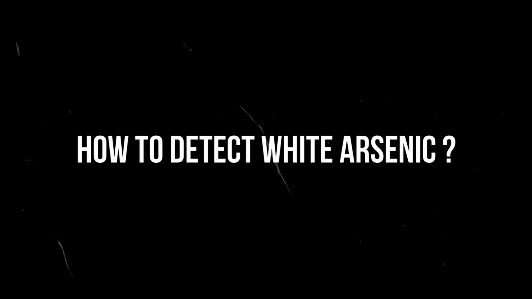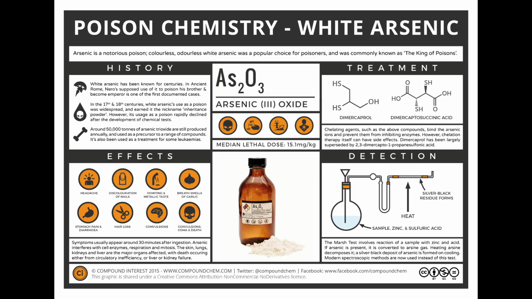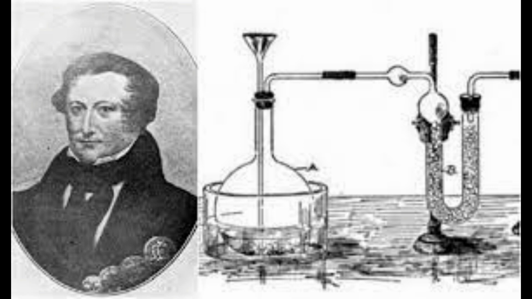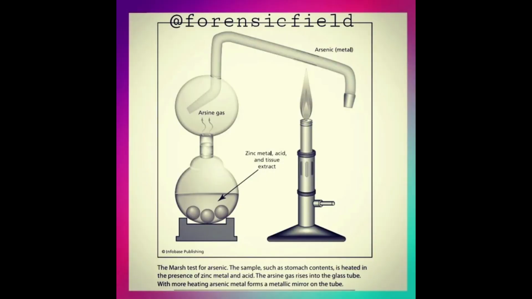So, how to detect white arsenic if someone wants to poison us? Because white arsenic is a colorless and odorless poison when mixed with food or water. Therefore, it is difficult to detect but not impossible. Chemist James Marsh created the Marsh test in 1836. It is a highly sensitive method in the detection of arsenic, especially used soon in the field of forensic toxicology when arsenic was used as a poison.